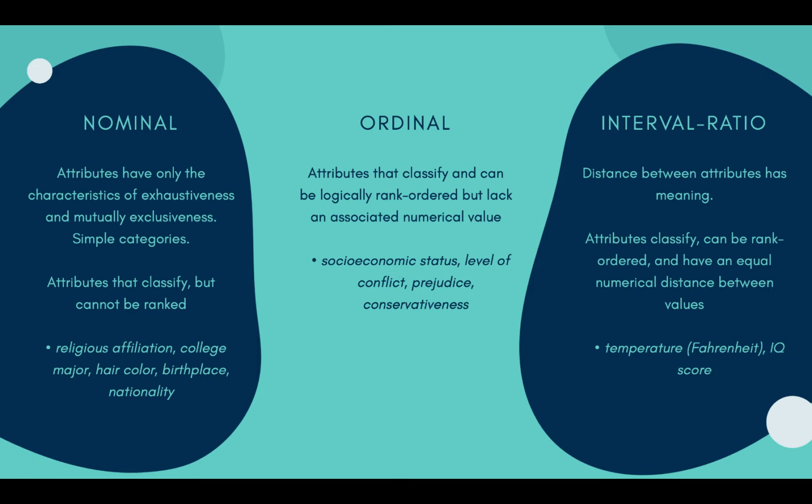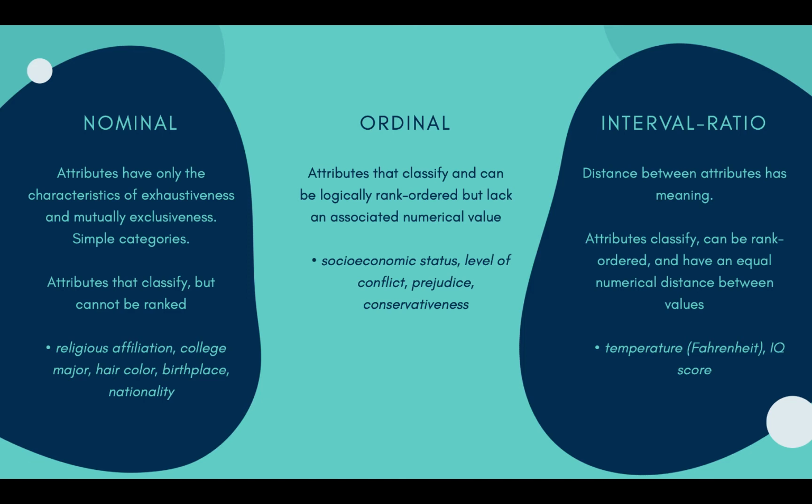If somebody says, I'm middle class, you know that you're higher than working class or lower class. If somebody says I'm upper class, or the 1%, you know that they are higher than middle class, right? So you can rank order. But the important part is that ordered variables or ordinal variables lack an associated numerical value, right?